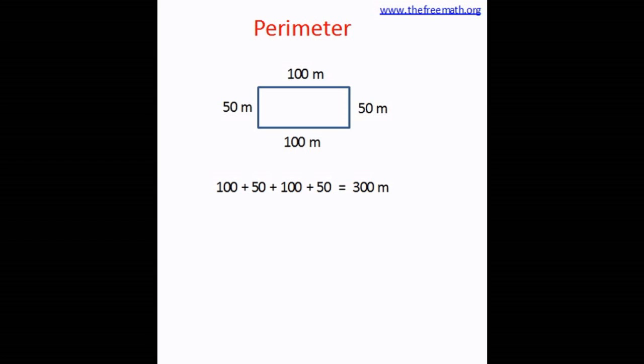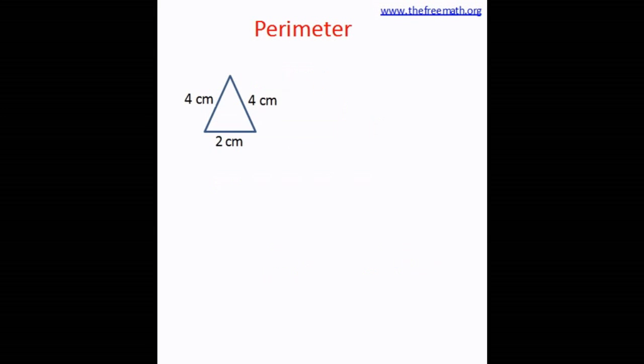So this distance is called the perimeter of the playground. So what we understand is that the perimeter is the distance around a closed figure. And how do we calculate that? It is the sum of all the sides of that figure. Let's look at some more examples.